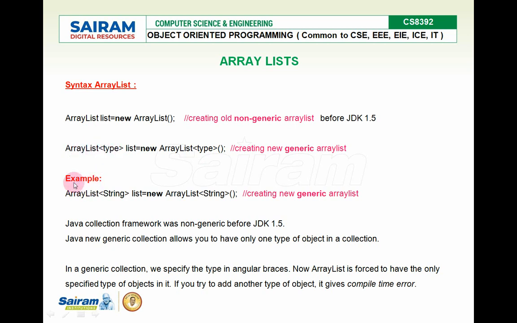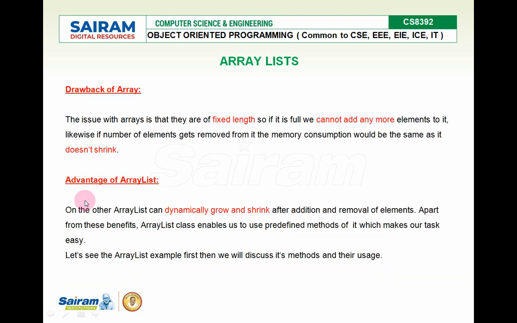And let's see an example. So a simple example of creating a string ArrayList. ArrayList is a class name, String is the type of element this ArrayList can hold, list is the object name, new keyword, ArrayList constructor with the type of data, so that this list represents a string ArrayList, which is going to hold the string elements, right? Let's see an example, we'll clearly understand. So before that we'll see the drawback of an array.